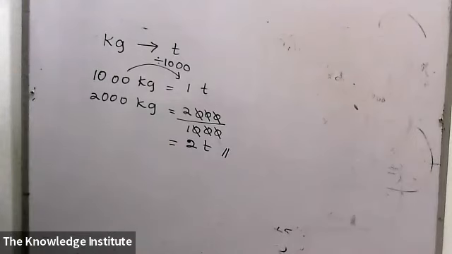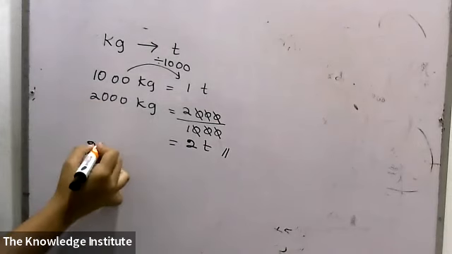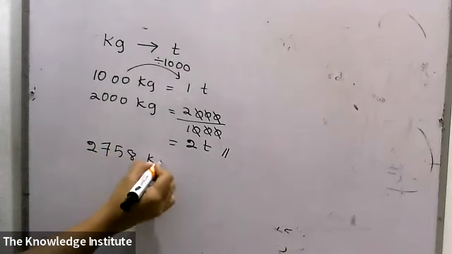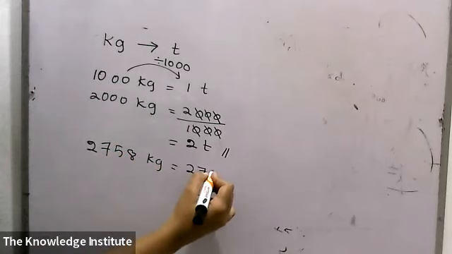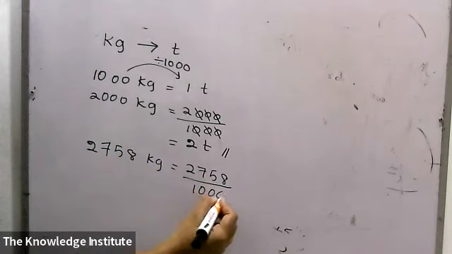Okay. And now when you see, the basics are again easy. What about if your answer should be in decimal point? You will have 4 different digits. So let's say 2758 kilograms. What should you do? To convert that into tons, 2758, you will divide by 1000.